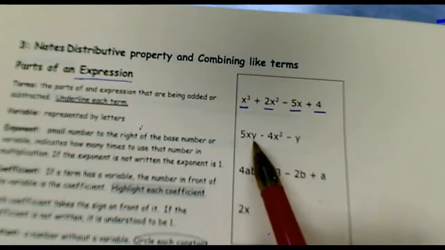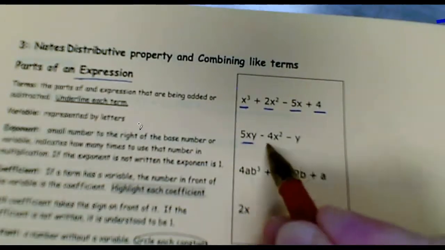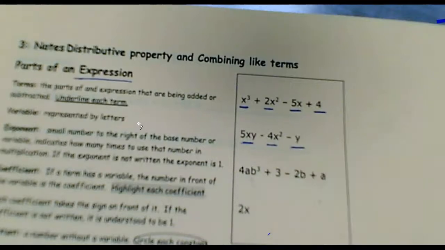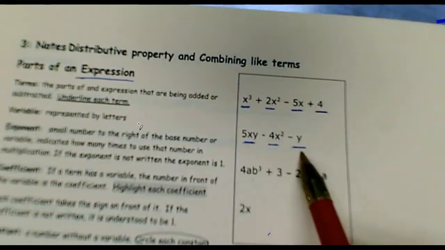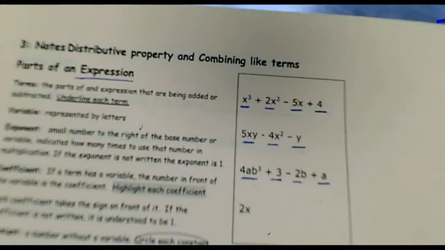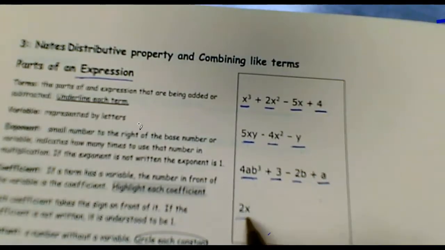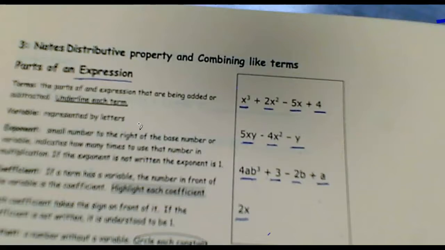This is 5xy minus 4x squared minus y. This one has 3 terms. If it has 3 terms, it's called a trinomial. We'll come back to those terms later, so don't try to write that down. 3 terms. This one has 1, 2, 3, 4 terms. The last one only has 1 term. It's called a monomial. And the terms are held together with adding and subtracting signs.